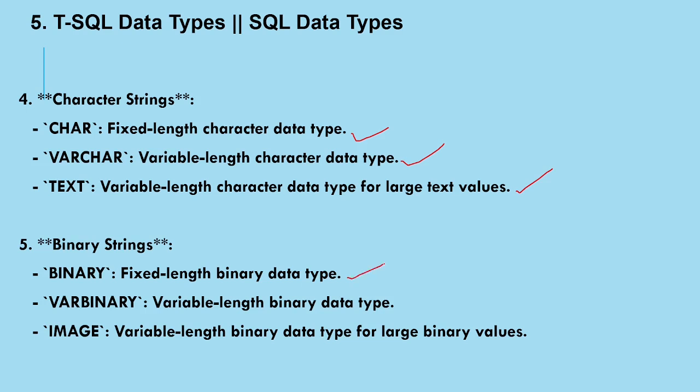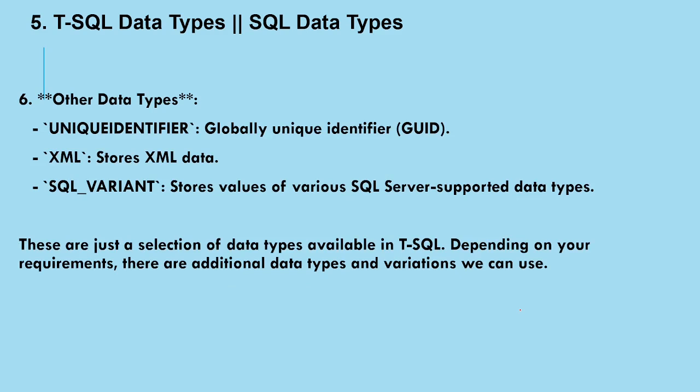So binary strings. Binary is a fixed length binary data type. I will show you where we will use binary data types in examples in future sessions. Varbinary is a variable length binary data type. Okay, image is a variable length binary data type for large binary values. For that purpose we will use image. These binary string data types we will rarely use, based on the requirement.